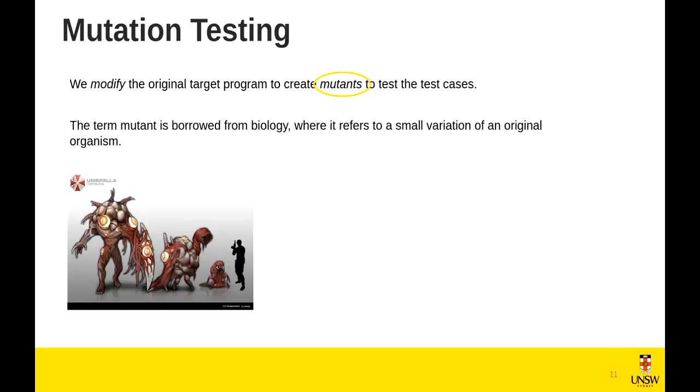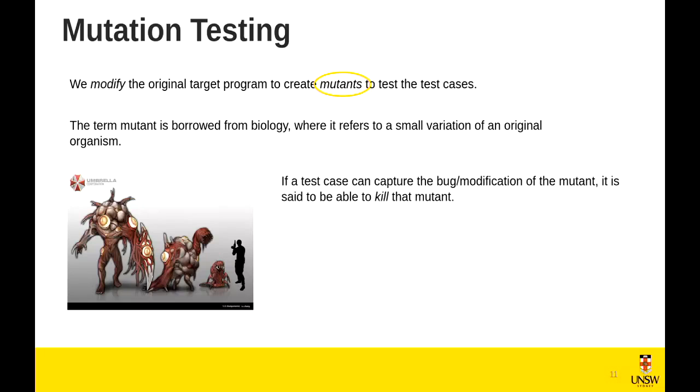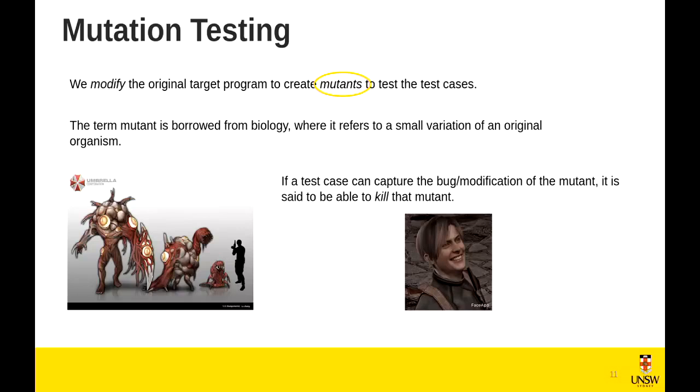If you have played the game Resident Evil, or if you have watched the movie, you will know that these are some mutants, biological mutants. If a test case can capture a bug or the modification we have made to the mutant, it is said to be able to kill that mutant. So test cases could be considered as the main characters in Resident Evil, and they can kill the mutants. And if a test case can kill mutants, then it is normally considered a good test case.